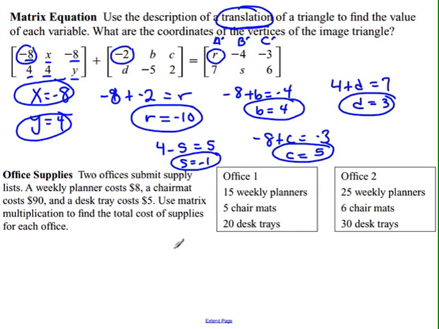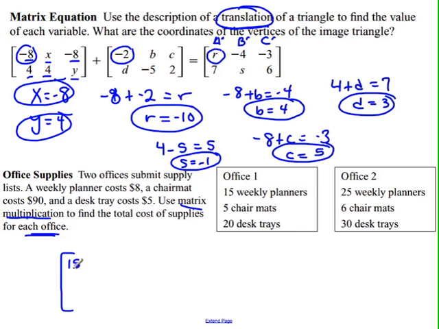Okay, more application. It says 2 offices submit supply lists. A weekly planner costs $8, a chair mat costs $90, and a desk tray costs $5. Use matrix multiplication to find the total cost of supplies for each office. So it does say matrix multiplication, and it does say for each office. So at the end, I will have office 1 as an answer and office 2 as an answer. So we'll see how this turns out.